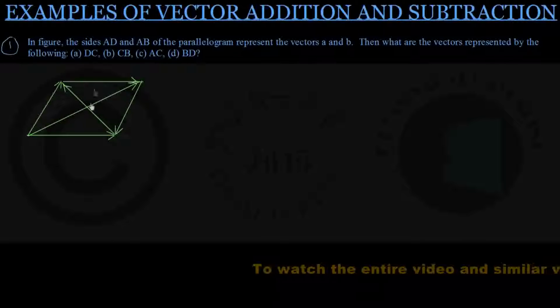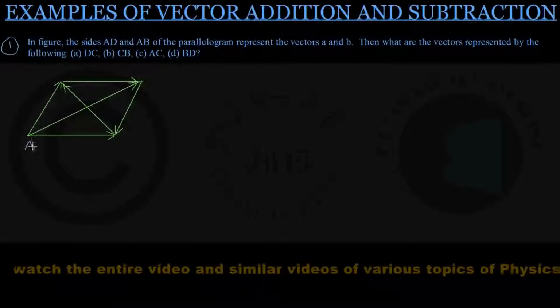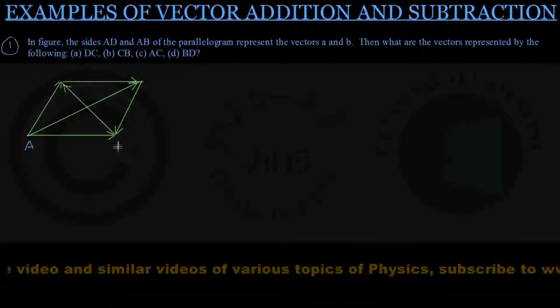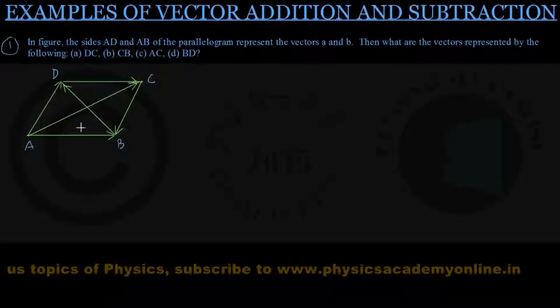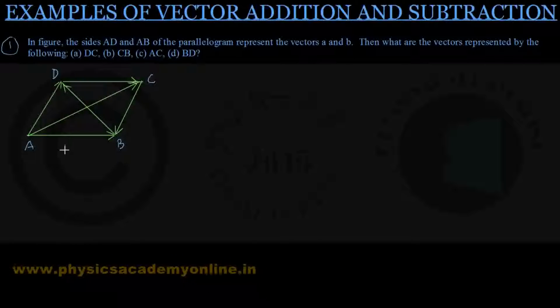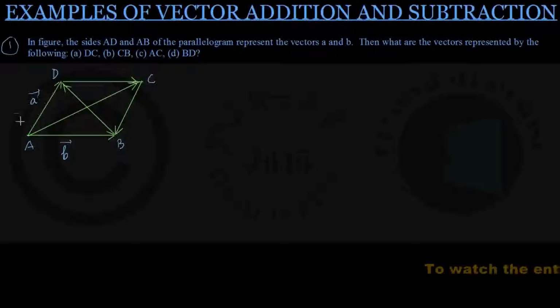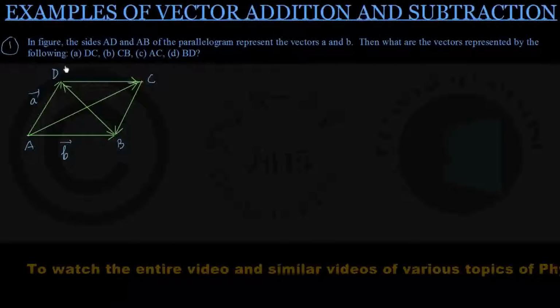In the figure, the sides, well, I have to name them. This point is A, this point is B, and this is my C and this is my D. ABCD is a parallelogram you can see here. Also, the arrow AB represents the vector B, and the arrow AD is representing the vector A. So A and B are two vectors represented by the adjacent sides AD and AB of a parallelogram that is named ABCD. And this is the figure they are referring to in the question.